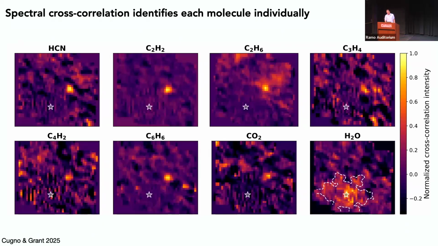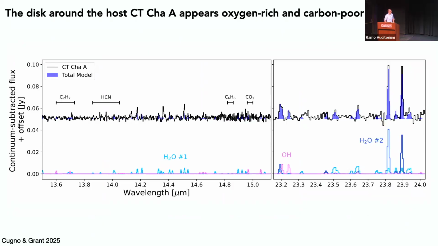And the reason is that the stellar spectrum, or the spectrum of the disk surrounding the star, contains some water, but does not contain any carbon-bearing molecules. So here you see the wavelength regions where we have signal from C2H2, HCN, benzene, and CO2, and we don't detect them. So this is also why spectral cross-correlation was so efficient. The two disks are completely different.